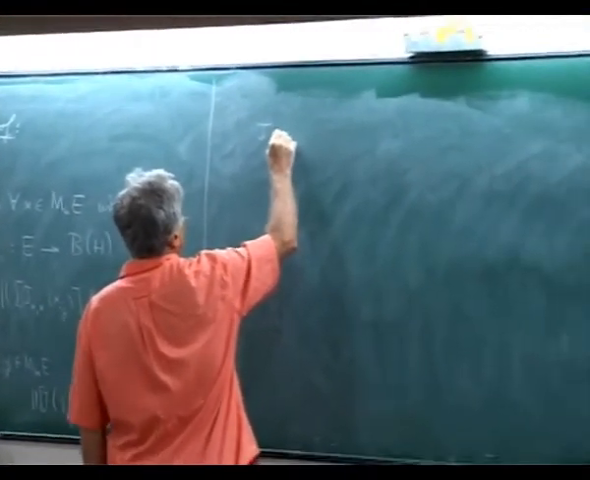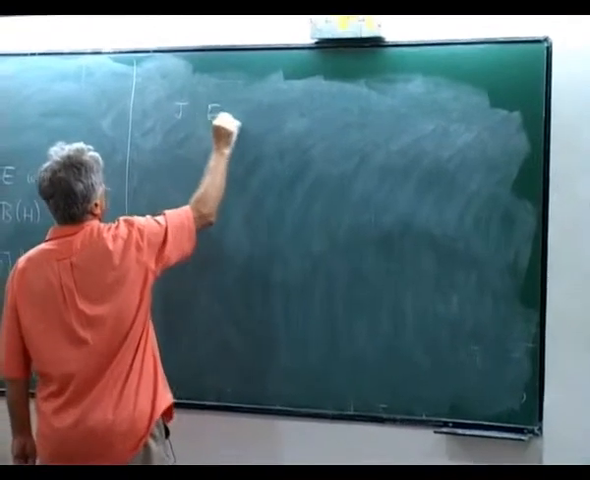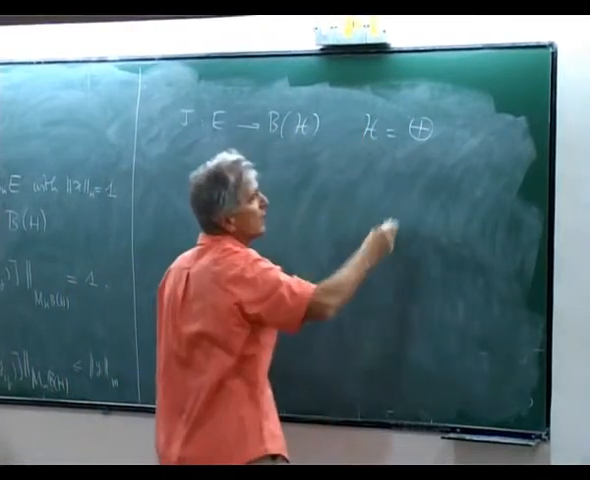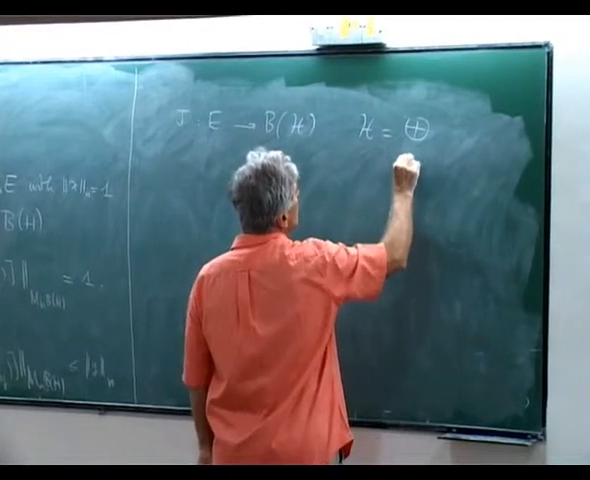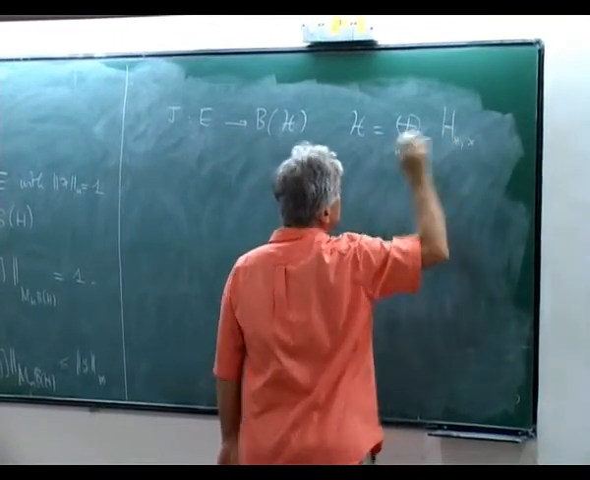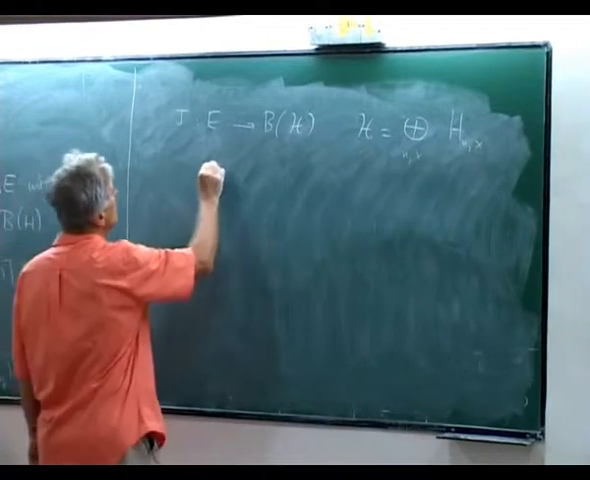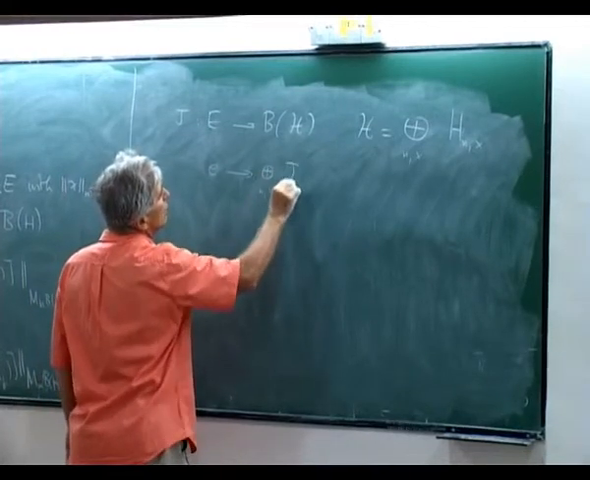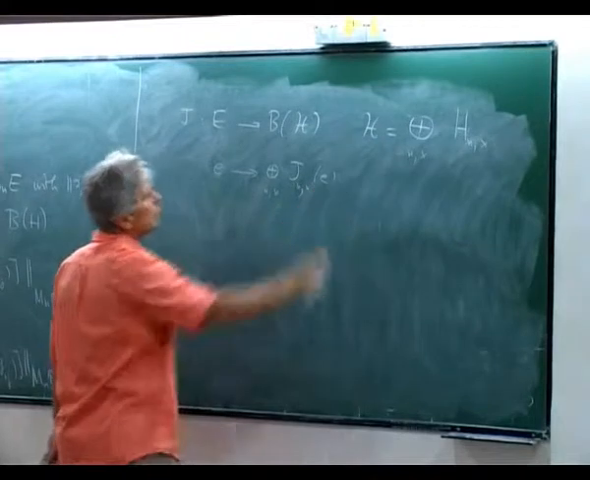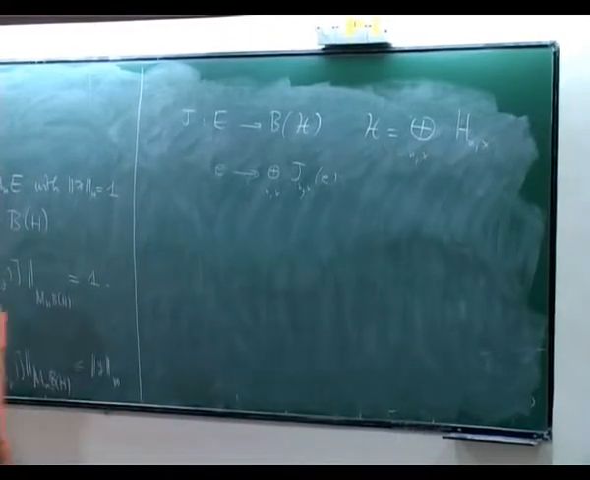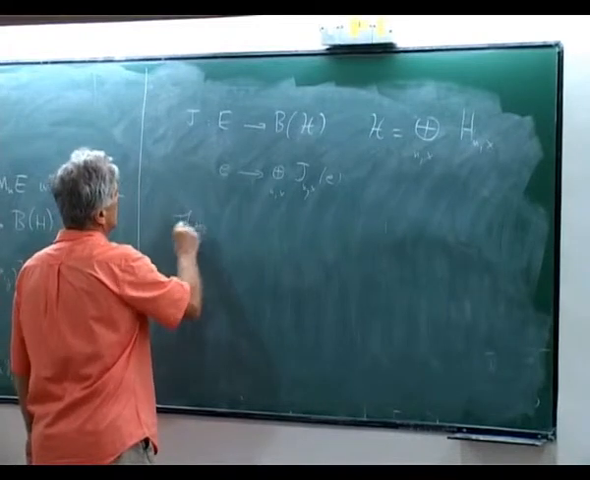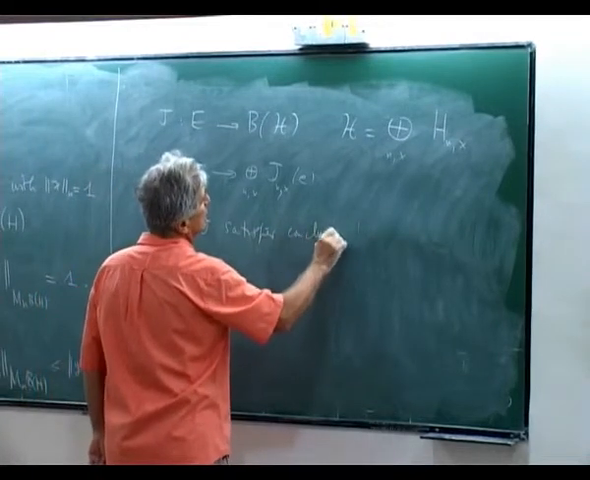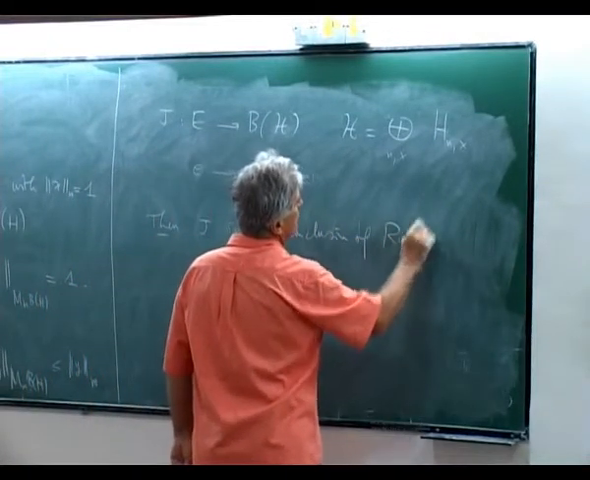You then define your map J from E to some Hilbert space H, where H is going to be some huge, abstract direct sum, but this doesn't matter, it's just for the argument. Over all Hilbert spaces and all n, x, it takes your e to the block direct sum operator of the J_{n,x}(e). Here I do need these indices. And then J satisfies the conclusion of the theorem.